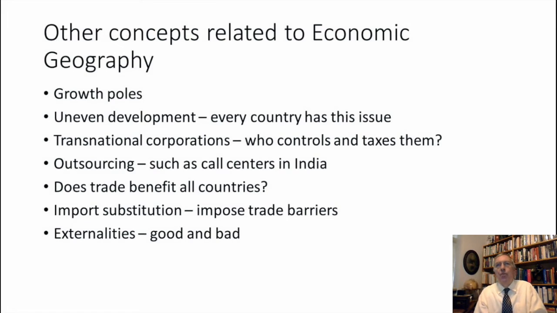is up for debate. And in fact, what some countries do relates to the next item on the slide, import substitution, where you want to impose trade barriers. You say, if we don't tax, it's called a tariff. A tariff is a tax on an imported good. If we don't tax lumber coming into our country, they're going to put all our lumber mills out of business. So it makes a trade-off.